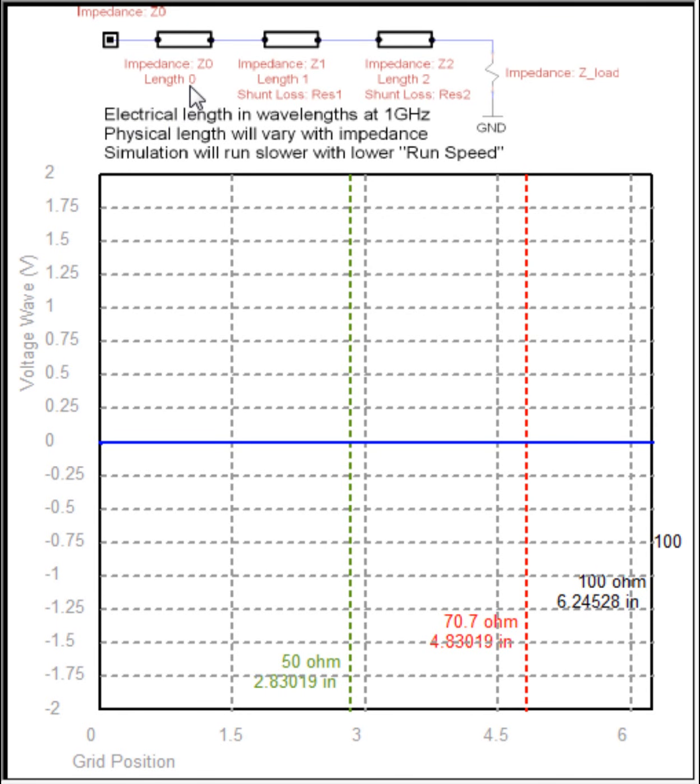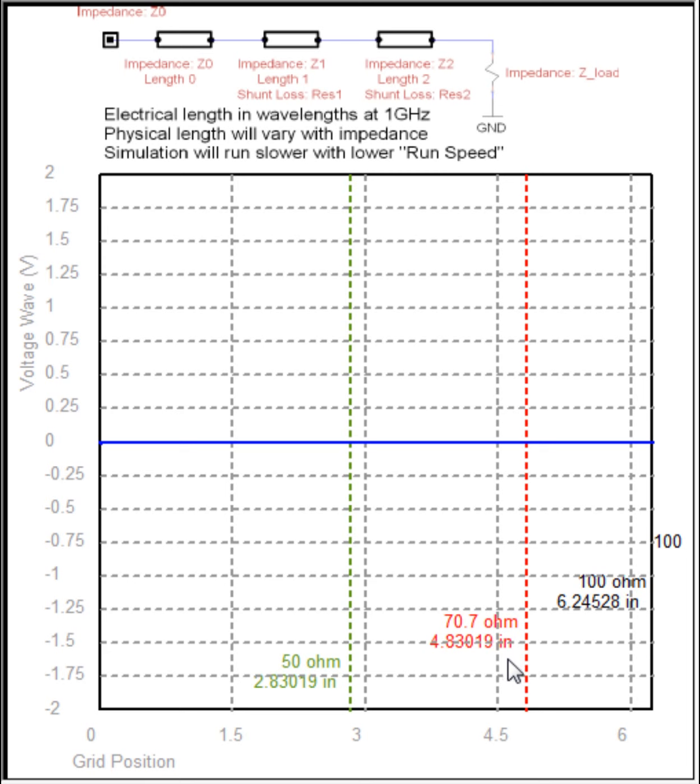Here I'm using WaveMason to simulate the 3 transmission lines into a resistor. This time the first transmission line is 50 ohms and it's 2 wavelengths long at 1 gigahertz. The second is a 70.7 ohm transmission line, and it's also 2 wavelengths long at 1 gigahertz.